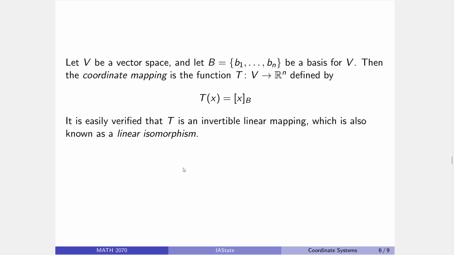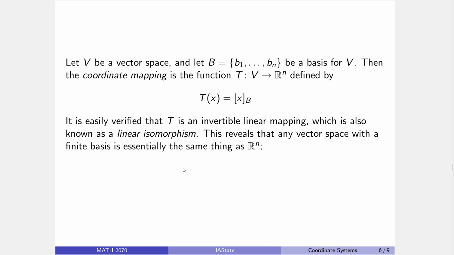So an invertible linear mapping, we've already used this word a few times, but it's worth noting that a fancier term for this is a linear isomorphism. And the power of a linear isomorphism is that it tells us that any vector space with a finite basis is essentially the same thing as Rn. Right, now, why is that true? Well, the linear is telling me that the scaling and the adding of the vector space carries over to the scaling and the adding of Rn.